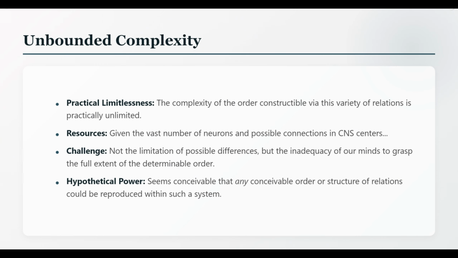With billions of neurons and trillions of possible connections, the number of possible differences and relationships is practically limitless. The real constraint isn't the system's capacity, it's our own ability to comprehend the sheer scale of the order it can generate. The author even speculates that any conceivable structure of relationships could, in principle, be mirrored within such a system. It's a breathtaking claim about the representational power of this neural architecture.